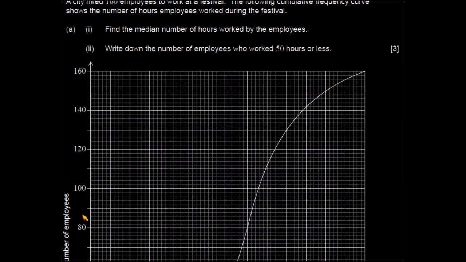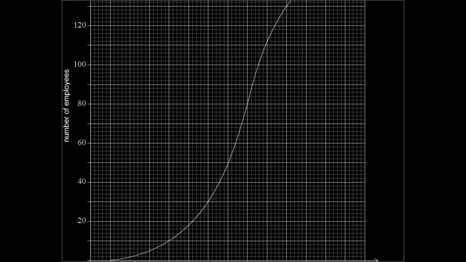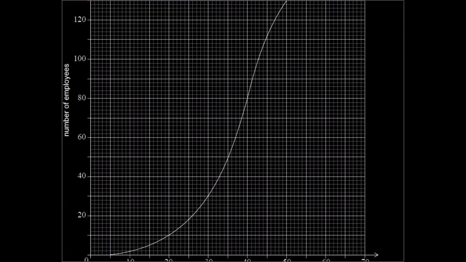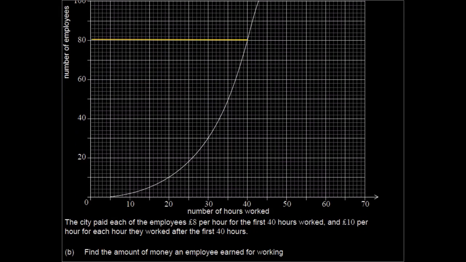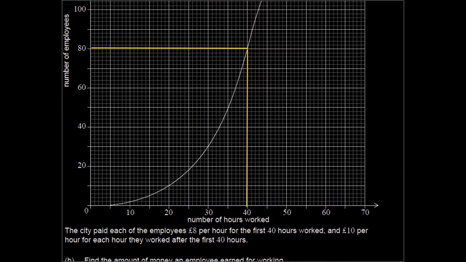So we find half the number of employees, which will be at 80. This would be half the number of employees here, because there are 160, and half of 160 is 80. And then what we do is we draw a line across at 80 until we hit the curve, and then we draw a line down from the curve, and we can see that the median number of hours worked would be 40.